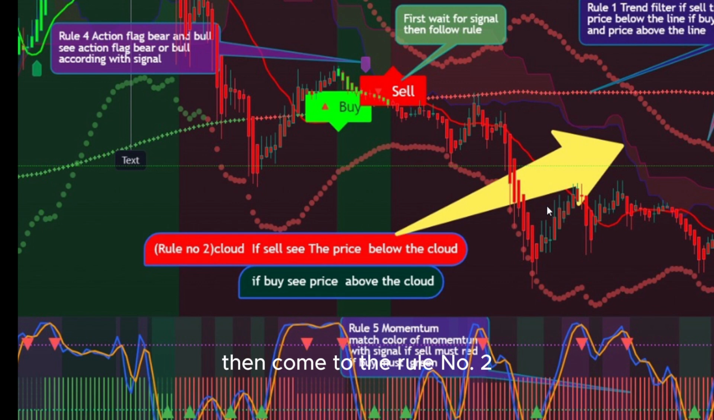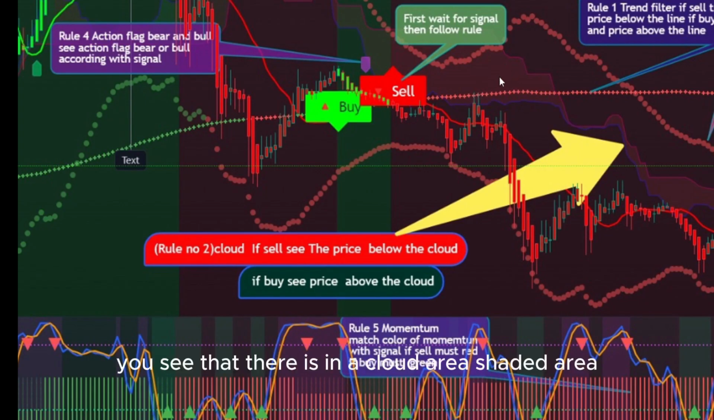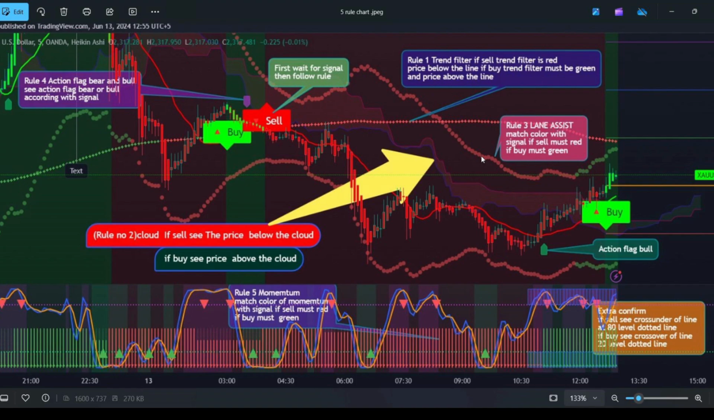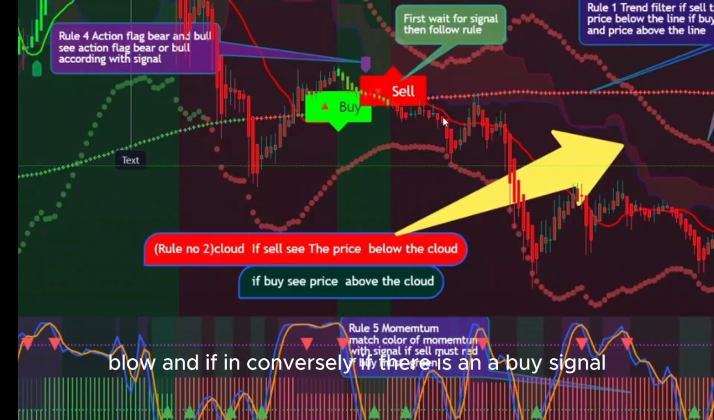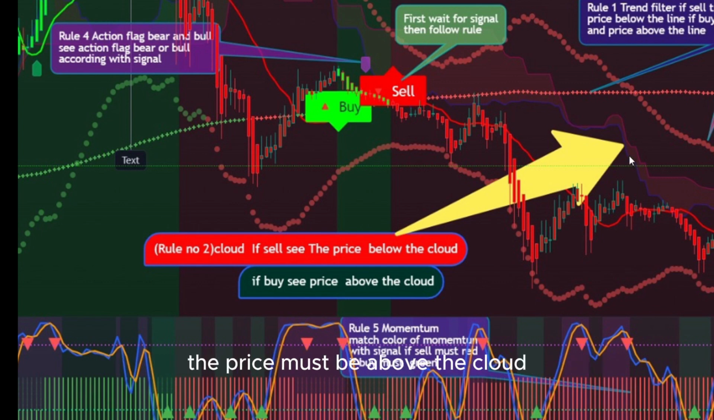Come to rule number 2. You see that there is a cloud area, a shaded area. When there is a signal of the sell, the price must be below the cloud. And if, conversely, there is a buy signal, the price must be above the cloud. Then, you follow the third rule.